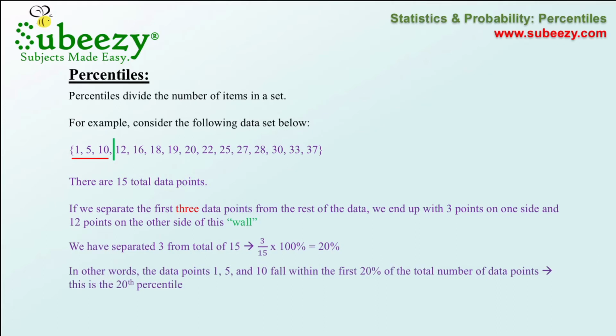In other words, the data points 1, 5, and 10 fall within the first 20% of the total number of data points. This is the 20th percentile. The 20th percentile can also be written as percentile 20 or P sub 20. It is very important that before you try to solve for the value of any percentiles or determine which points fall within a certain percentile, that you order all of the data points within the set in order of increasing value.